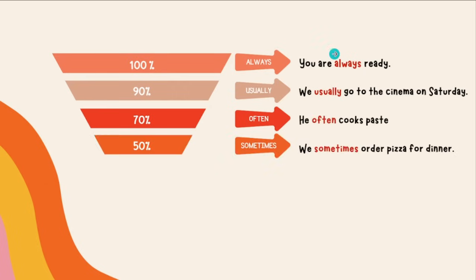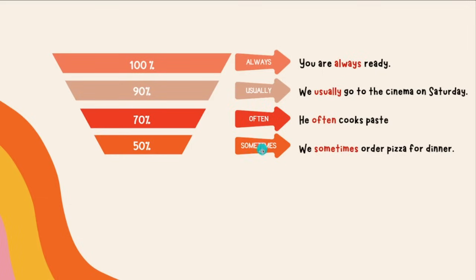Okay. Another one is the word often. So he often cooks pasta. It says here it's only 70%. So like in a week, it's maybe like 3 times a week, or sometimes 2 times a week. It depends. So it's not every day.